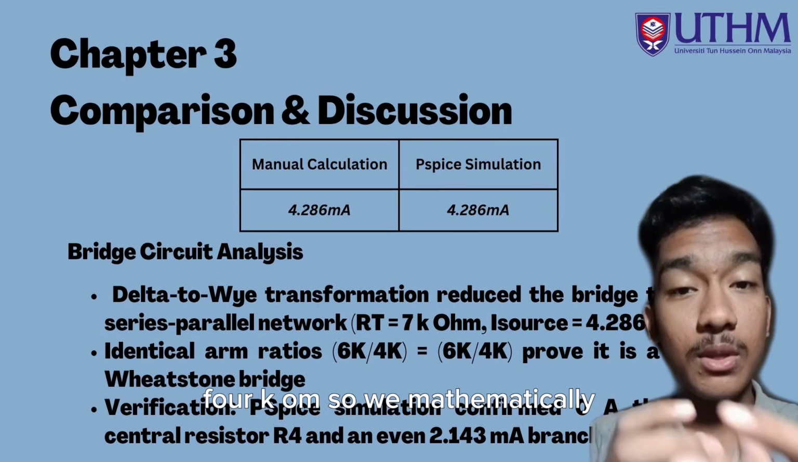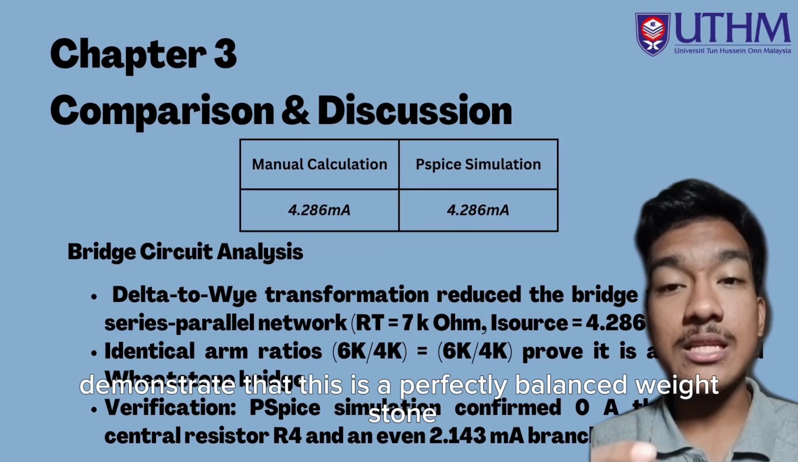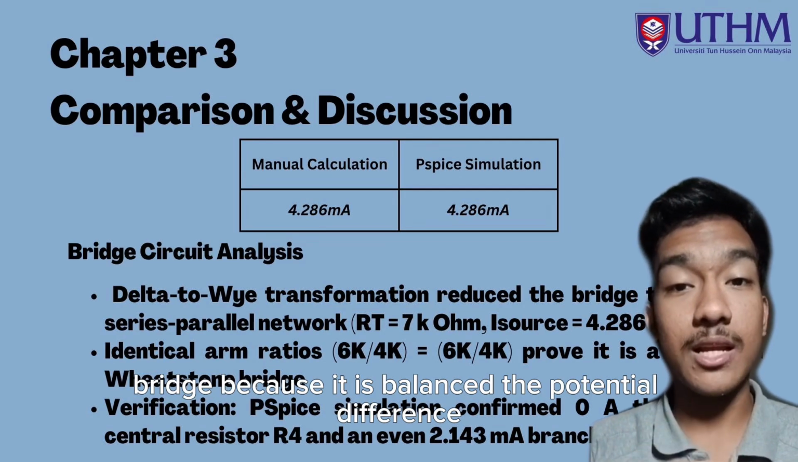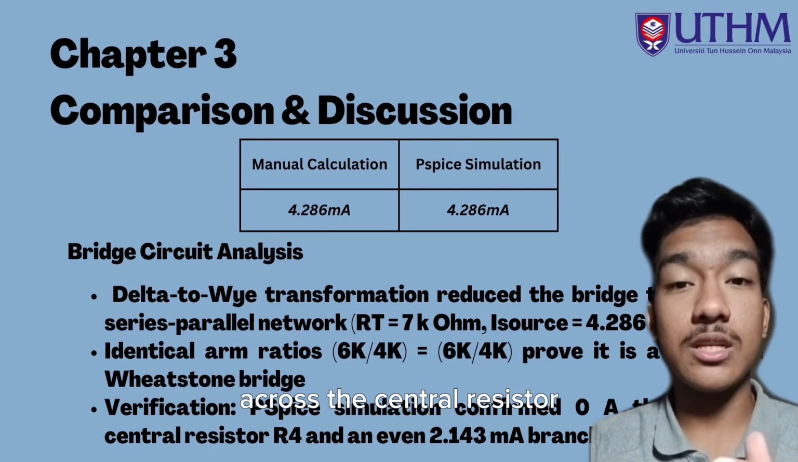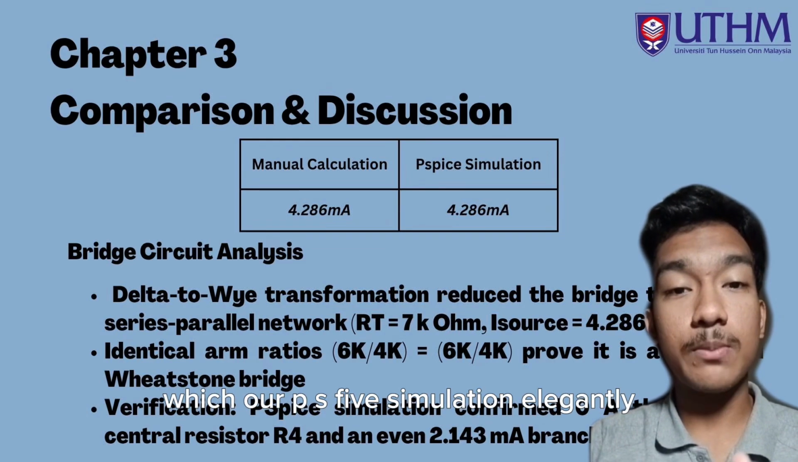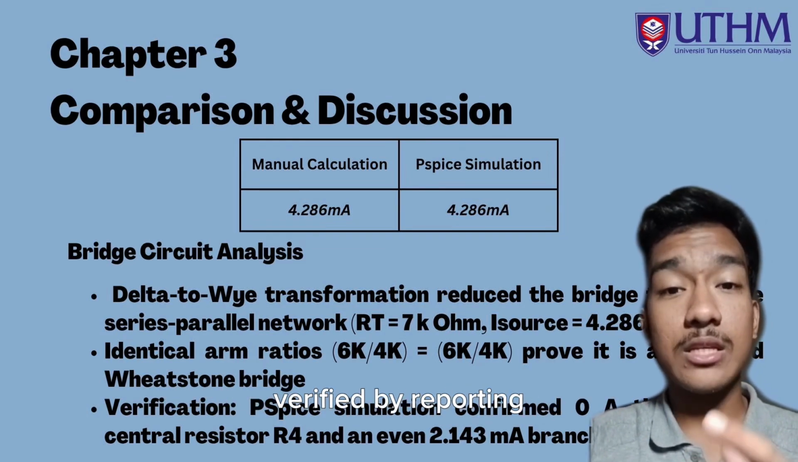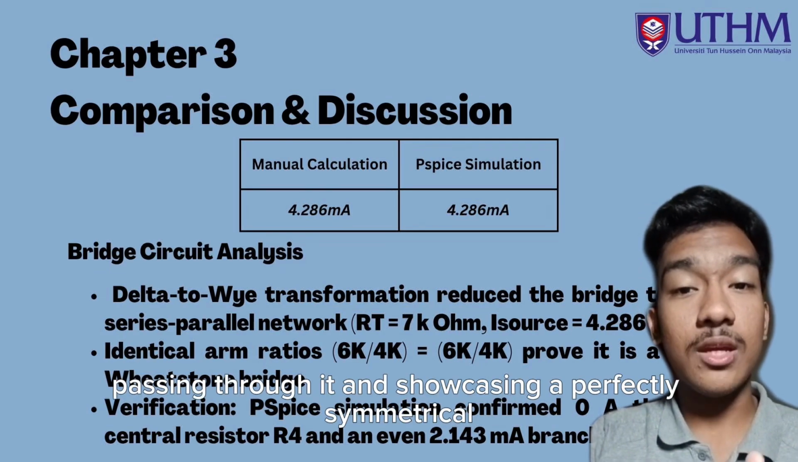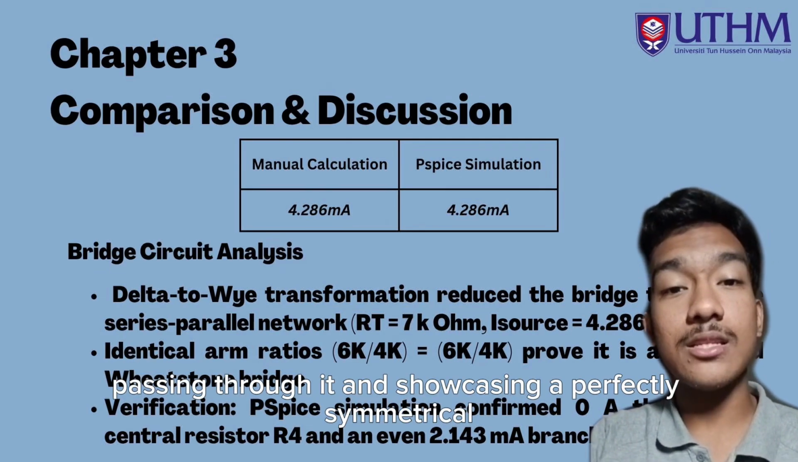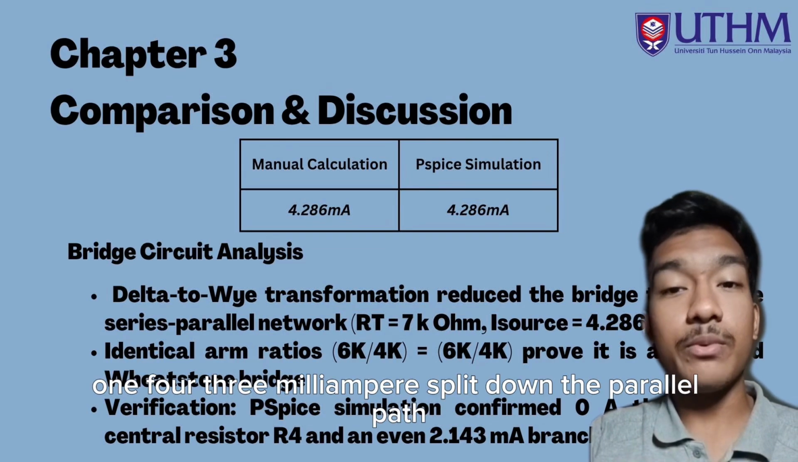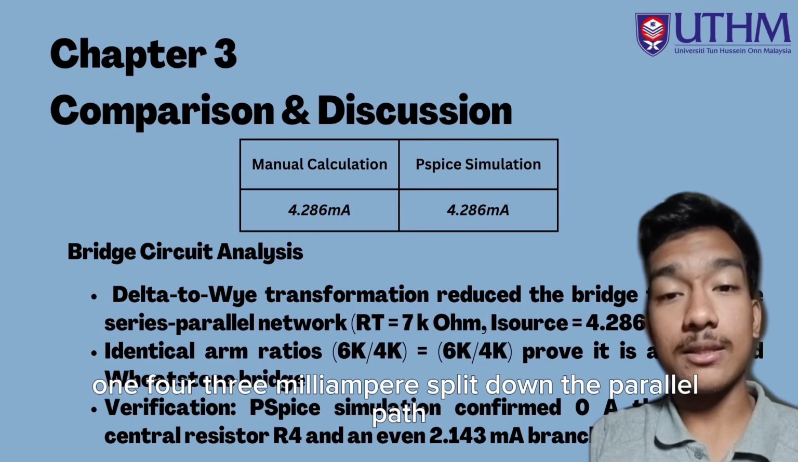we mathematically demonstrate that this is a perfectly balanced Wheatstone bridge. Because it is balanced, the potential difference across the central resistor R4 is zero, which our PSpice simulation elegantly verifies by reporting exactly 0 ampere passing through it, and showcasing a perfectly symmetrical 2.143 milliampere split down the parallel path.